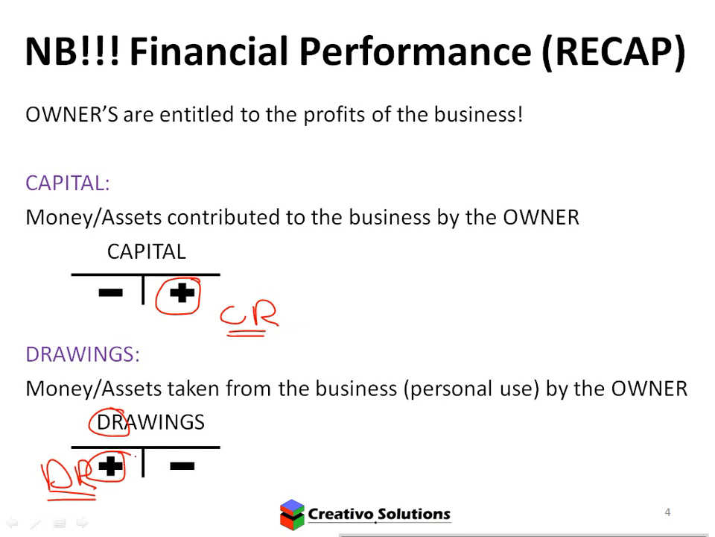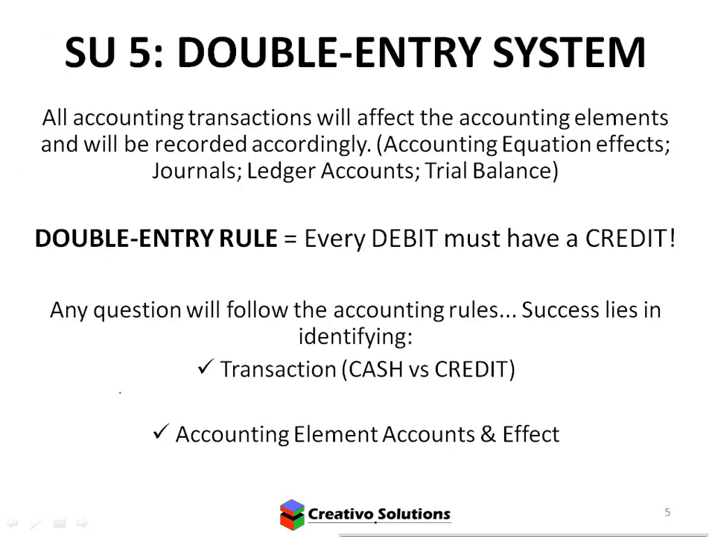If I contribute something to the business, what is that going to be viewed as? Capital. It can't be viewed as anything else. You've got capital because it's a contribution. Drawings is drawings. Drawings means we've taken from the business. It's always for personal use though. The owner is the person taking.